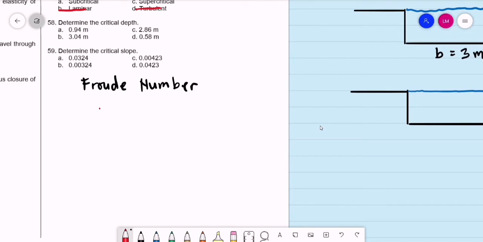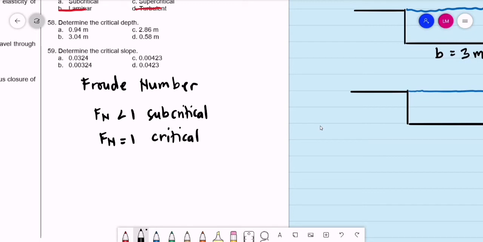For the Froude number, if it is less than 1, the flow is subcritical. If the Froude number is equal to 1, it is critical flow. If the Froude number is greater than 1, it is supercritical. So, we need to get the Froude number.